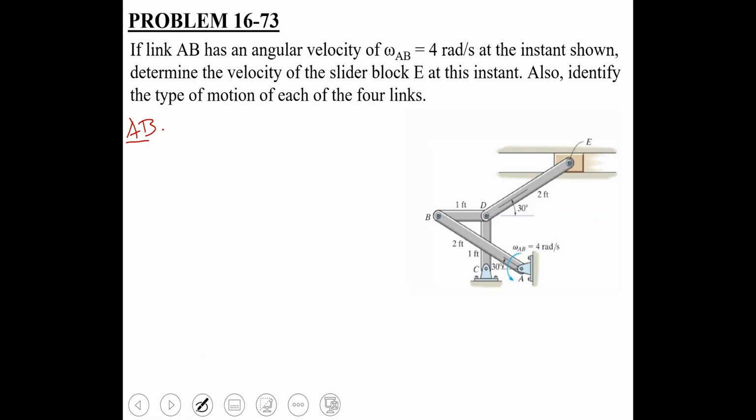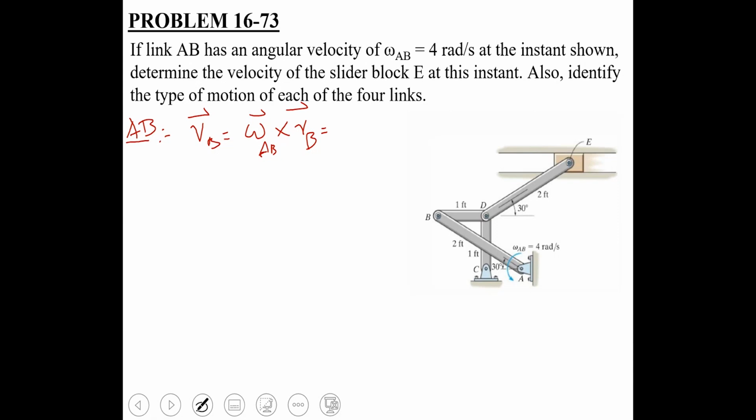So starting our analysis from link AB, since link AB is in rotational motion, what should be the velocity of point B? What will VB be in vector form? Omega AB cross R is going to be the velocity of point B. Omega is the angular velocity of this link AB, and R is basically the absolute position vector which is being named here as RB.